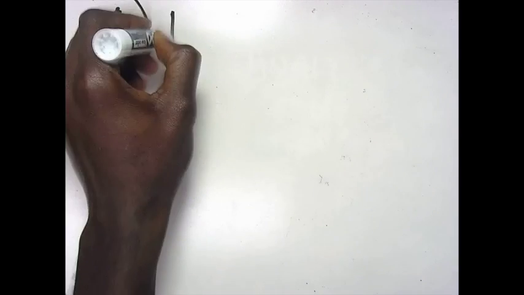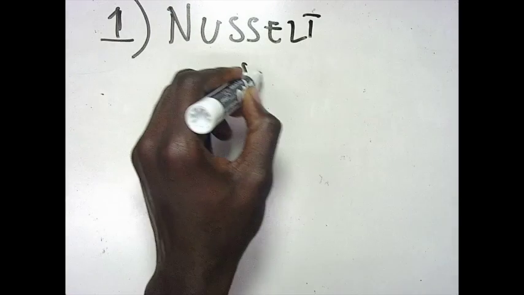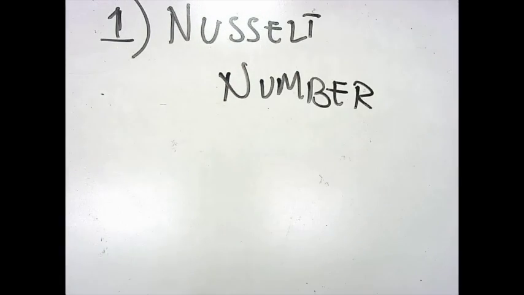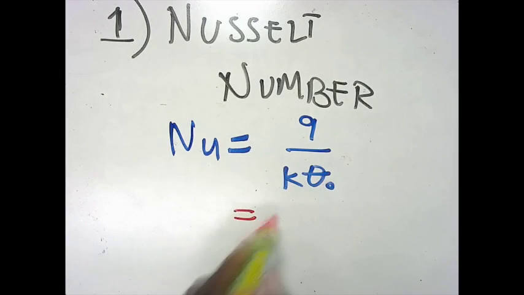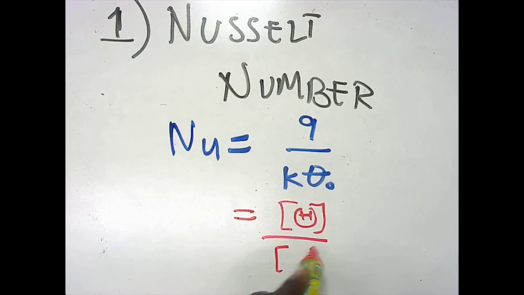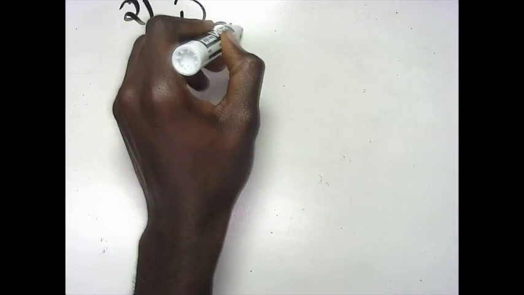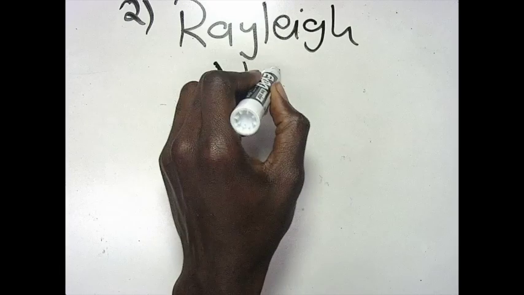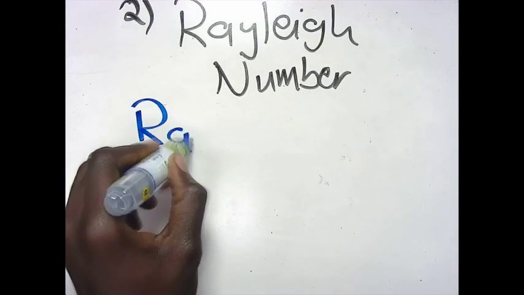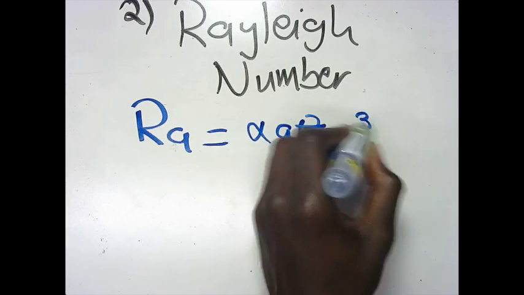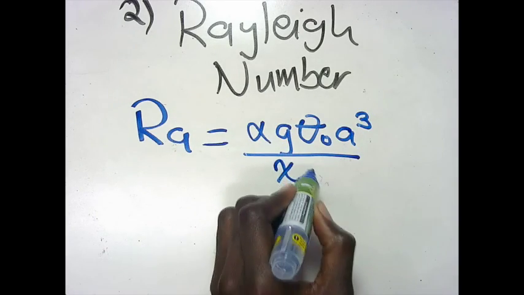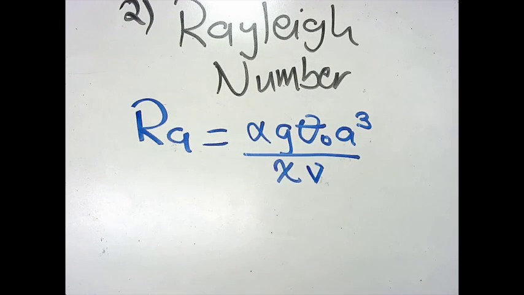From these identified variables, we can come up with our new dimensionless variables, three new ones of course. The first one is the Nusselt number, which is given by Q over kappa times theta naught, and this is temperature over temperature, hence why the variable is dimensionless. Next you have the Rayleigh number, which is given by Ra equal to alpha g times theta naught times a cubed divided by chi times v.